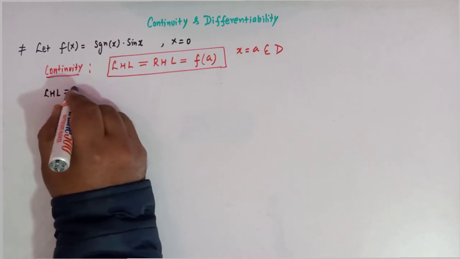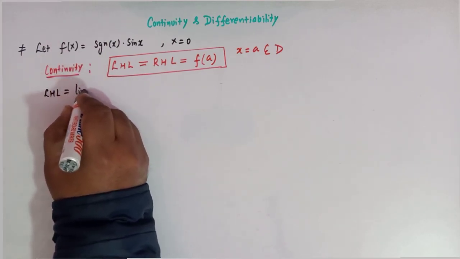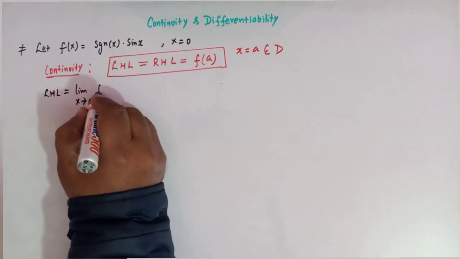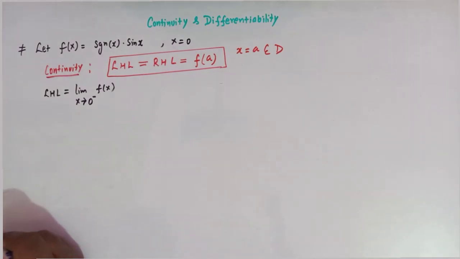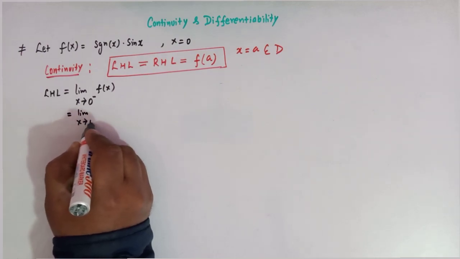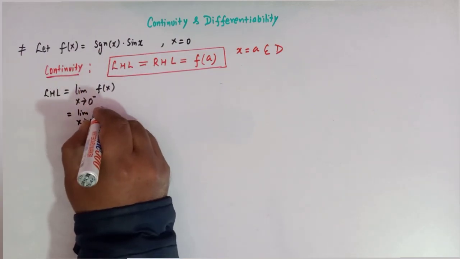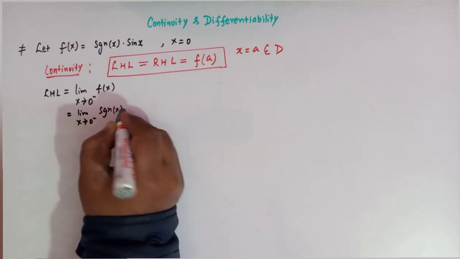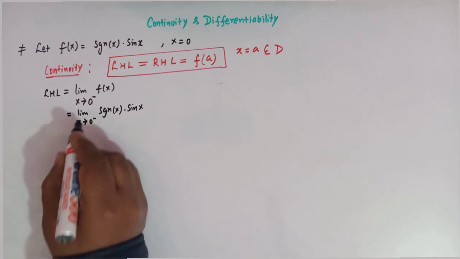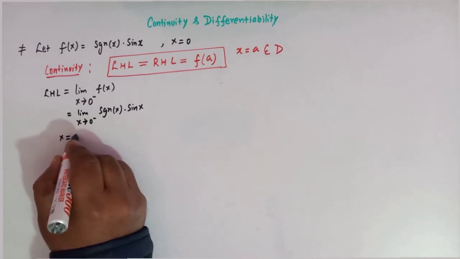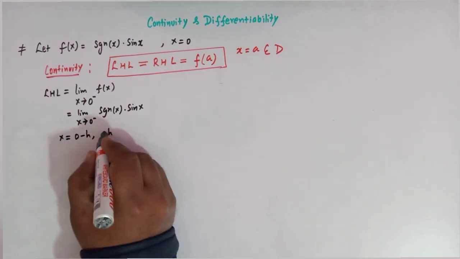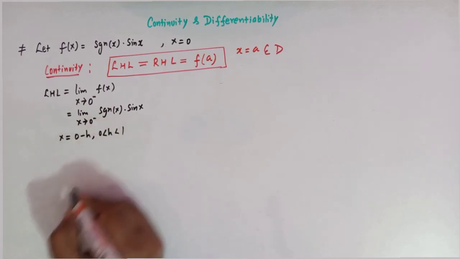The notation for left hand limit is limit x tends to 0, and here we'll put a negative sign, and we have f of x. Now we can replace this function f of x by signum of x times the trigonometric function, that is sine x. And now here we'll take x is equal to 0 minus h, where h is a very small quantity and it lies between 0 and 1.